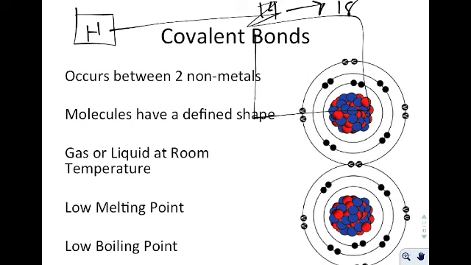The molecules are different from ionic bonds because they have a definite shape. You're going to see a molecule that looks like this, as opposed to some sort of lattice structure where it's just where the molecules tended to stick. Okay, these covalent bond substances tend to be gases or liquids at room temperature. They have very low boiling points, especially when compared to ionic substances, and very low melting points as well.